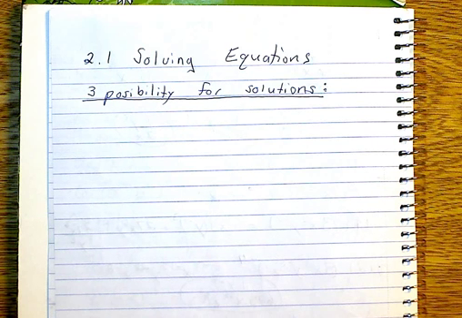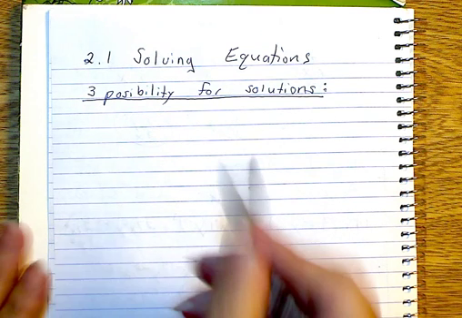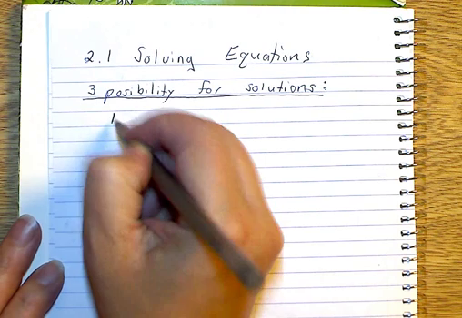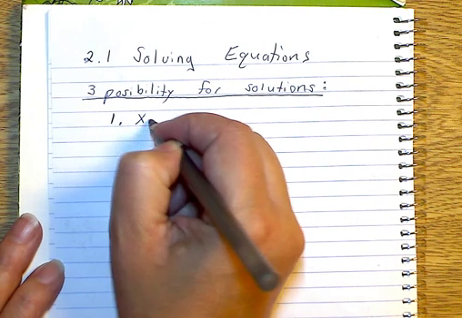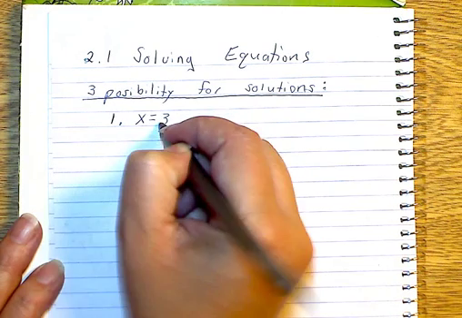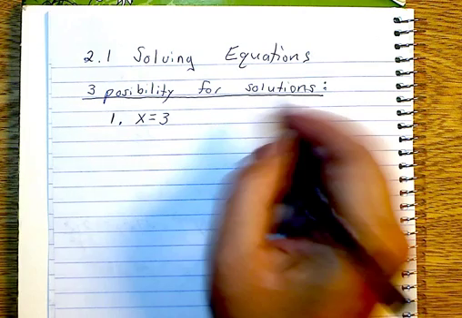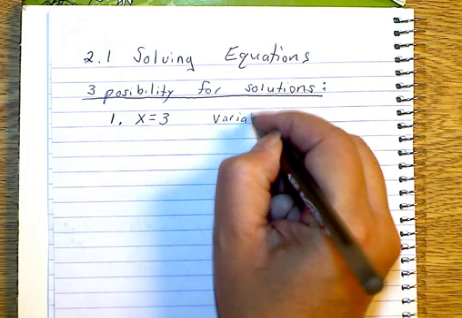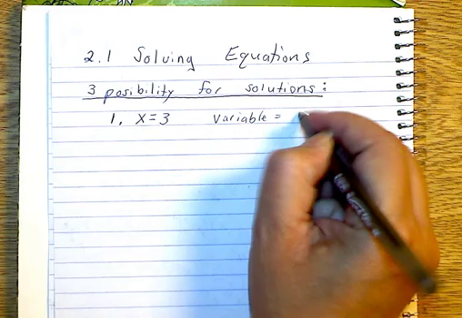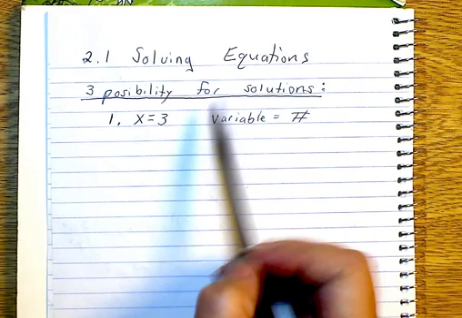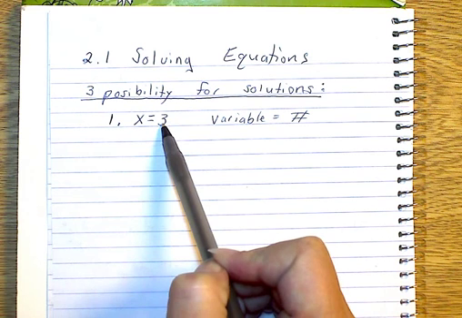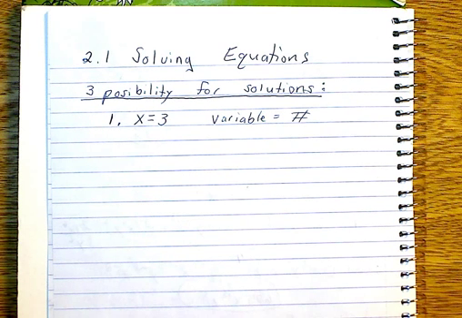Alright, so there are 3 different types of possibilities for solutions. That means when you solve it out, your last line has 3 possibilities. The first possibility is it's going to have some variable like x is equal to 3. So it's going to have a variable and it's going to equal some number. That means that the solution to the problem is 3. If you plug in 3 to both sides, it will equal. Because remember, equation means that it equals, right?